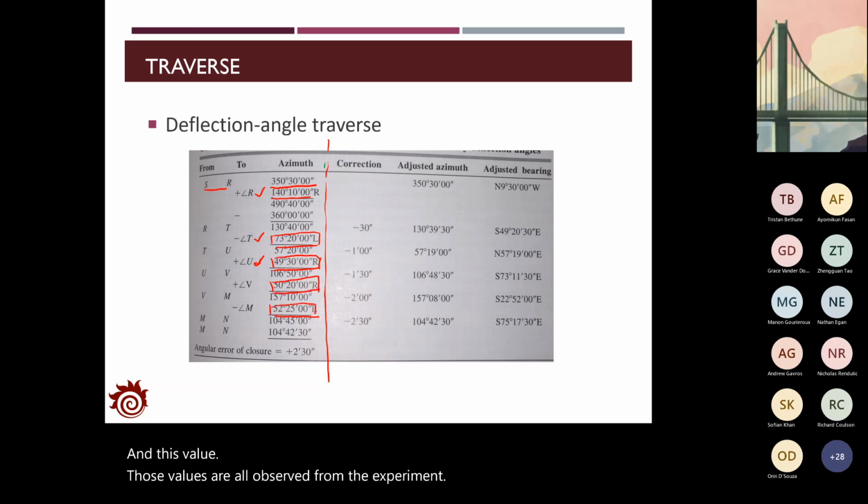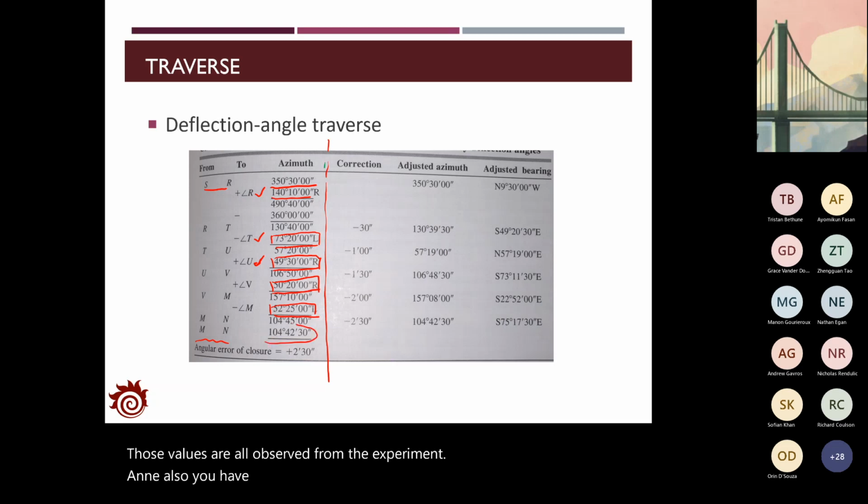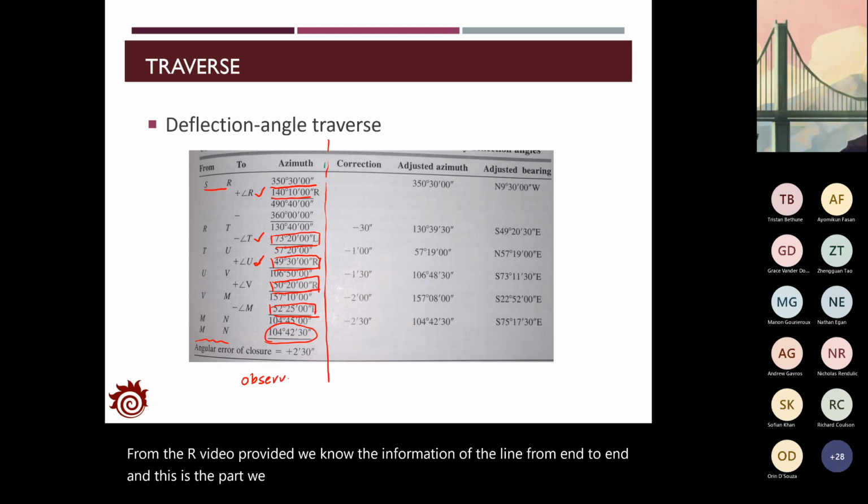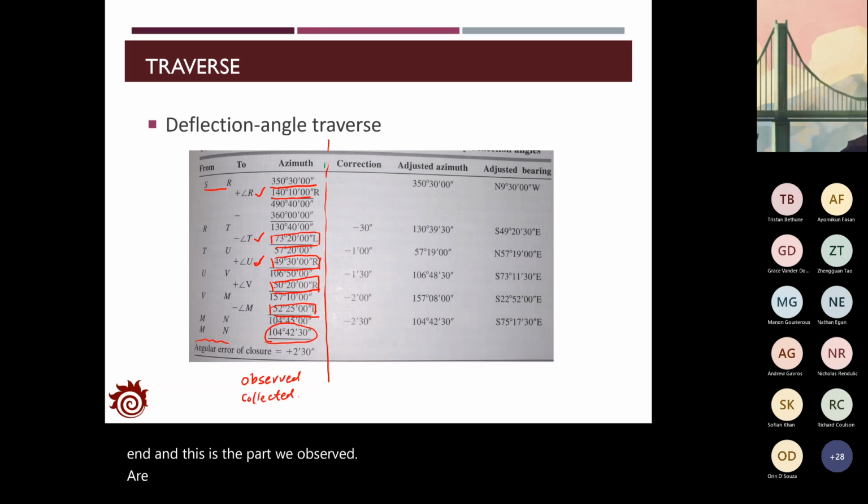And also you have the true value. This is the true value which is provided. We know the information of the line from M to N. And this is the part we observed, or collected from the field experiment. And the part on the right is something we need to calculate.